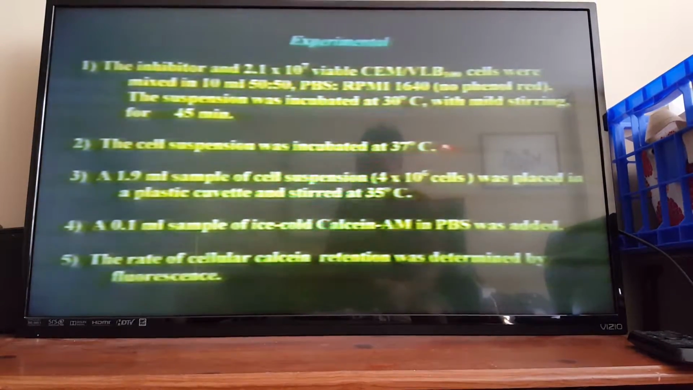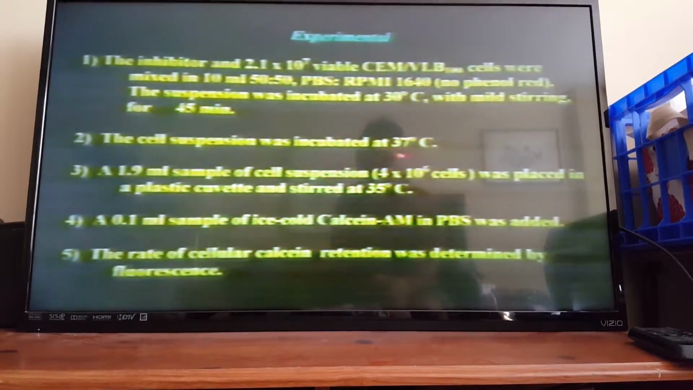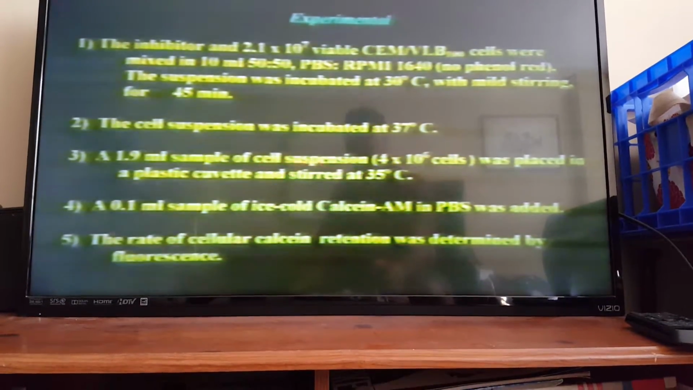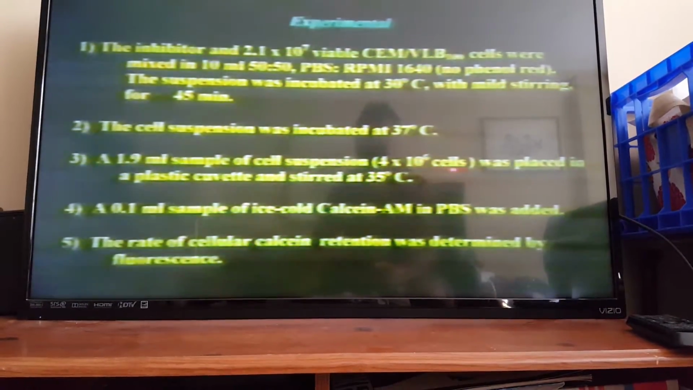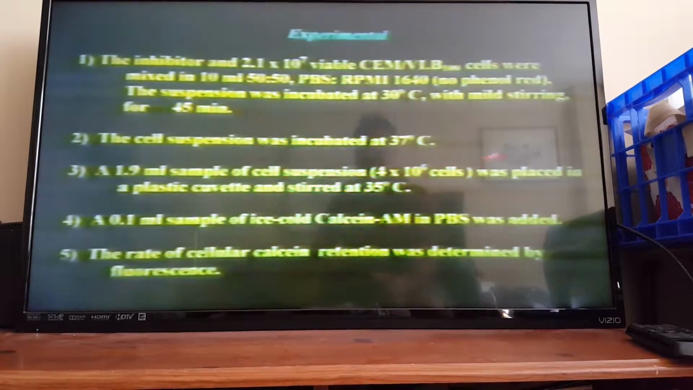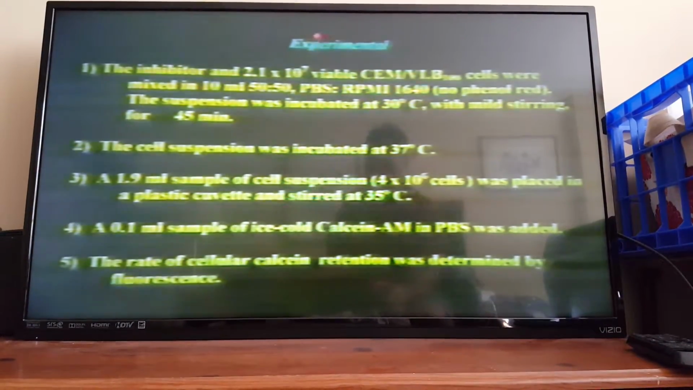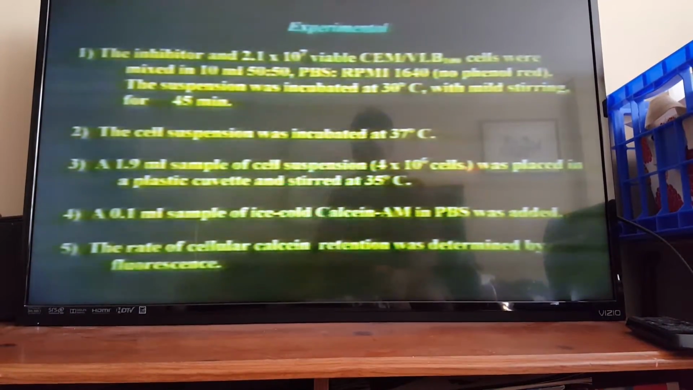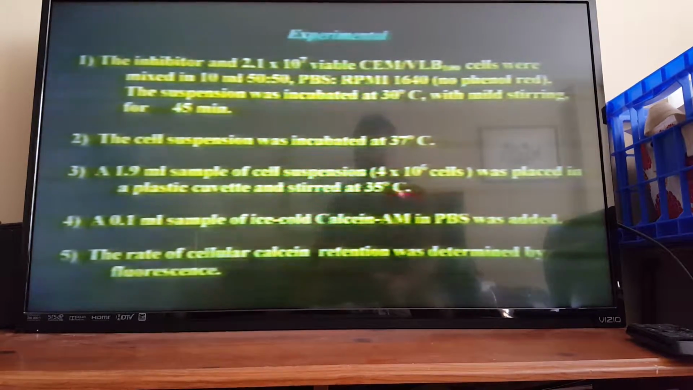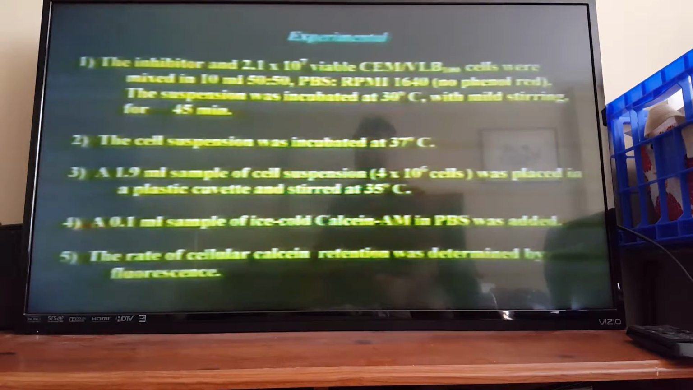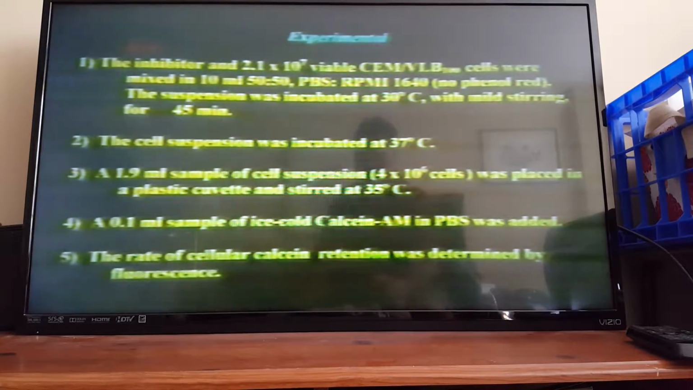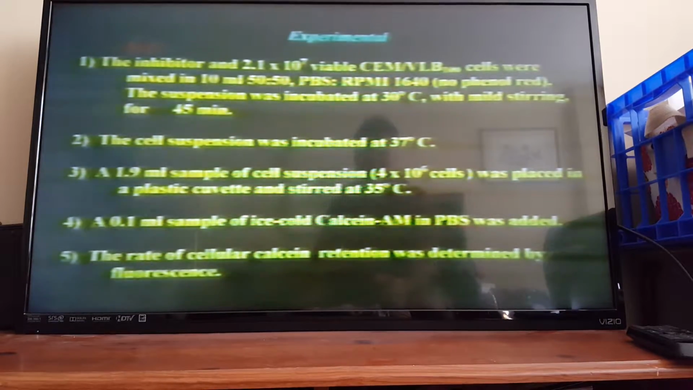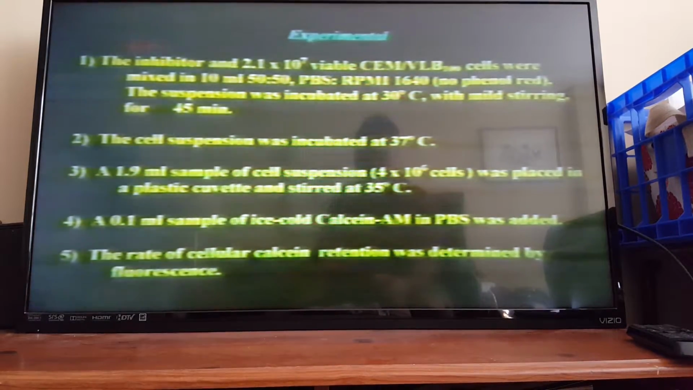Okay, the cell suspension was then put in the water bath that I showed you at 37, and then a 1.9 mil sample of the cell suspension, which contained 4 times 10 to the 6 cells. The way you know the cells is, of course, you do a cell count with a microscope and trypan blue at the beginning for each experiment. And then you place it in the plastic cuvette, stir it at 35 degrees. And then when you've got everything ready to go, your instrument is all set, you give it a squirt of 0.1 mil of ice cold calcium AM and PBS. And then you measure the rate of cellular calcium retention by fluorescence.